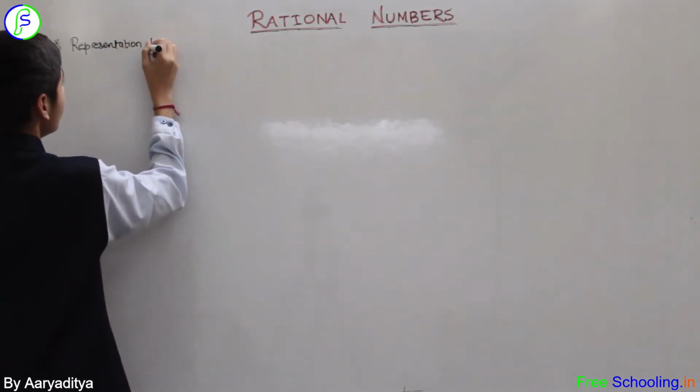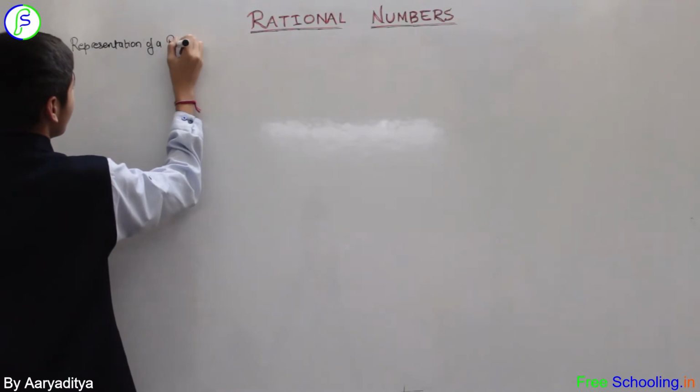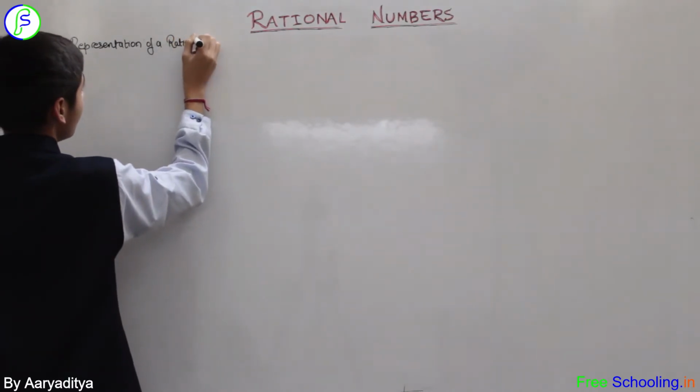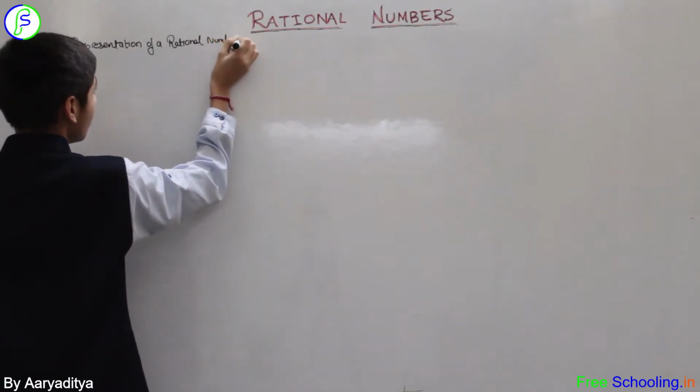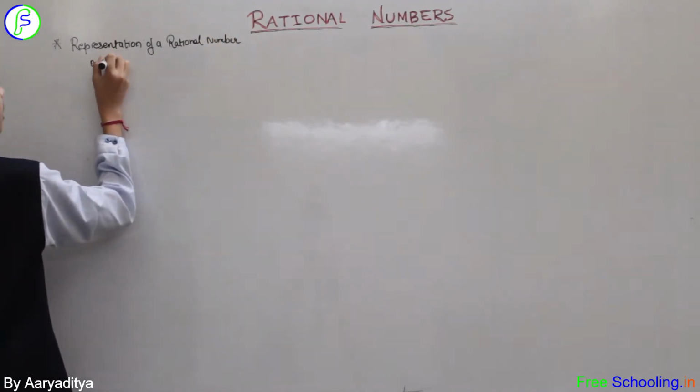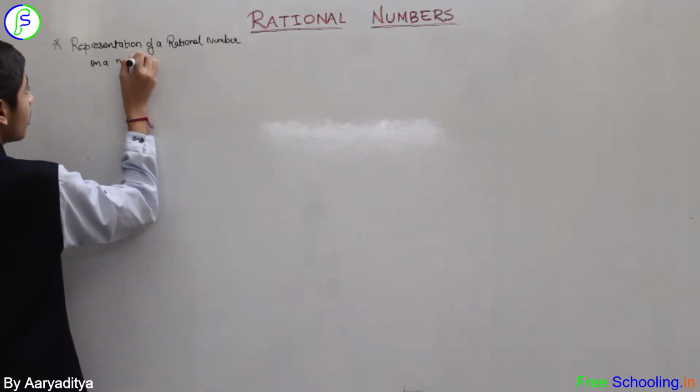Representation of a rational number on a number line.